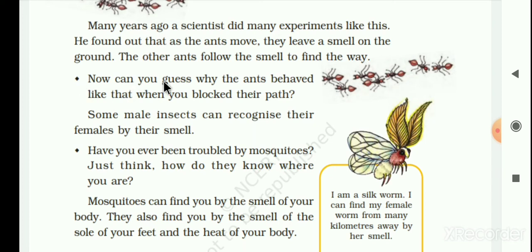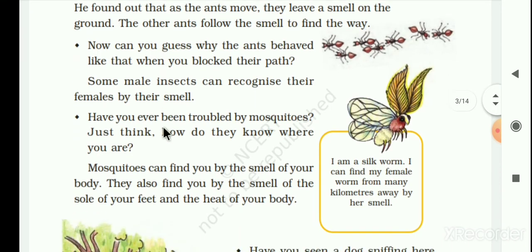Now can you guess why the ants behaved like that when you blocked their path? Just imagine why the ants behave differently when you block their path. Some male insects can recognize their females by their smell, right? So some male insects recognize their females by their smells.